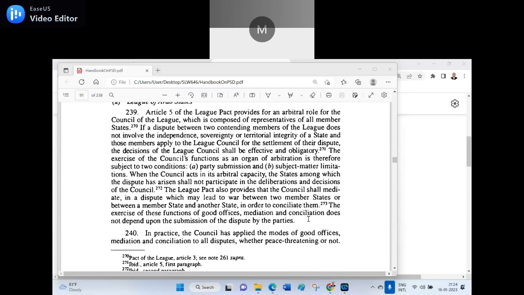Okay, now let us come to the point. Here we are dealing with the League. They depend upon two factors: one is the party submission and another is the subject matter limitation. And I told you what the subject matter limitation is, because every court has its own jurisdiction. How many jurisdictions does a court have in general?